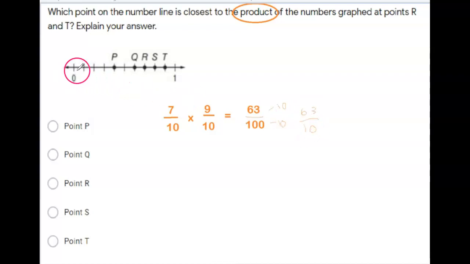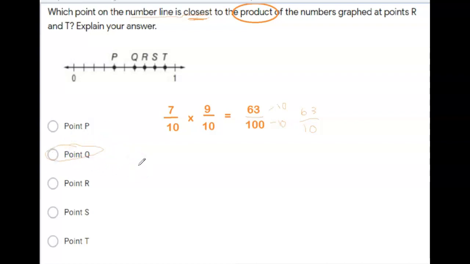So what would 6.3 be? Well, it would be at 1, 2, 3, 4, 5, 6. 0.3 would be like in between Q and R, right? But it's closest to Q. And it's asking us which number line is closest to. So 6.3 would be at like almost 6.5, right? Which is right here. Not quite 7, not quite 6, but it's closer to Q than it is R. So that's how I get point Q.